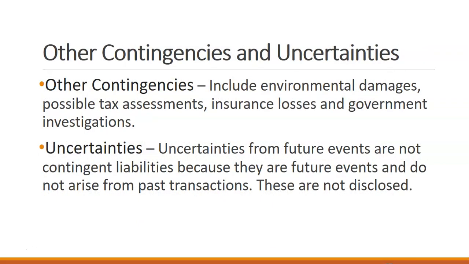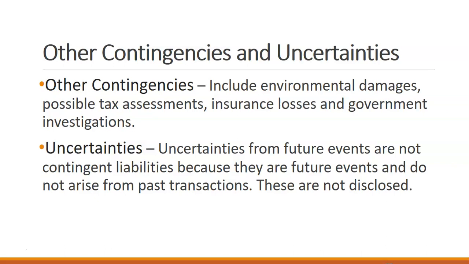Other things, we already talked about some of the other things, and then uncertainties. So uncertainties from future events are not contingent liabilities because they're future unknown events. Okay, so like I said, just because we have a tendency to flood in Iowa, we couldn't record a yearly contingency for a flood. So that's an uncertainty that we can't record for. We pay insurance for that. That's our risk mitigation for that.